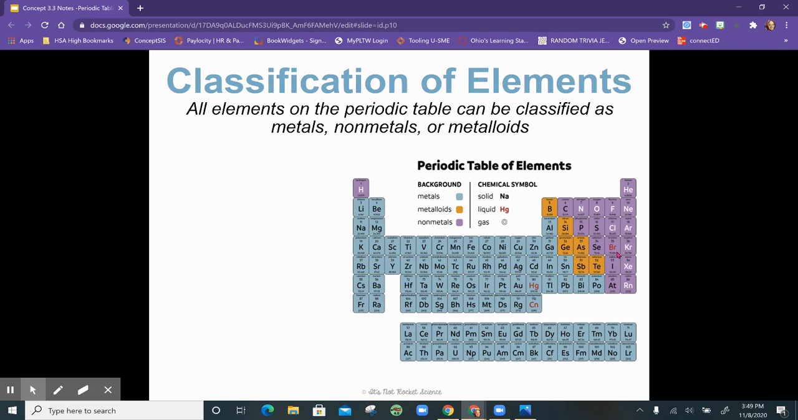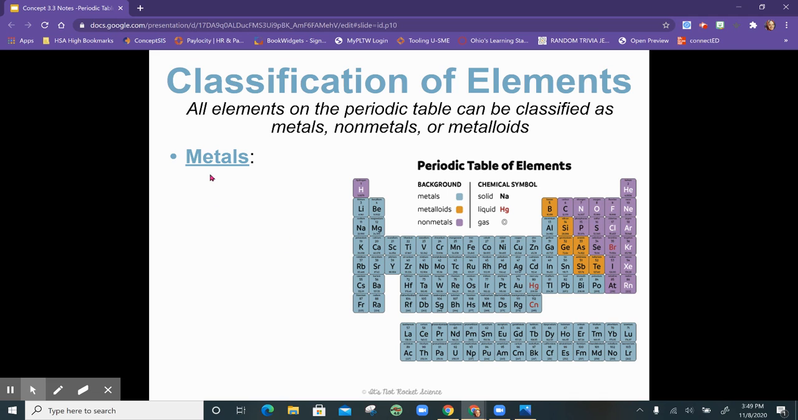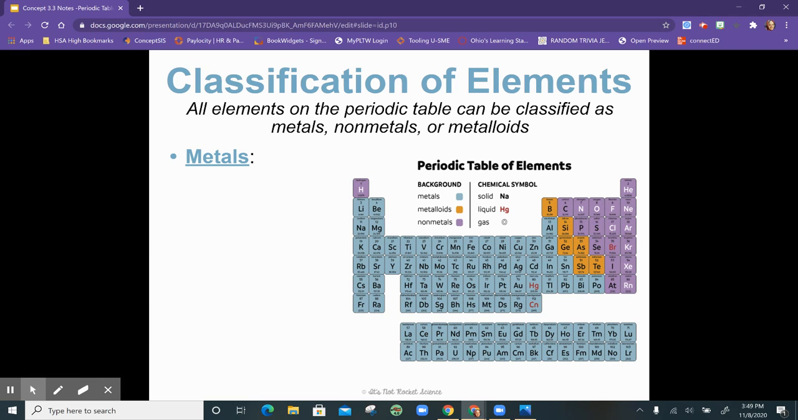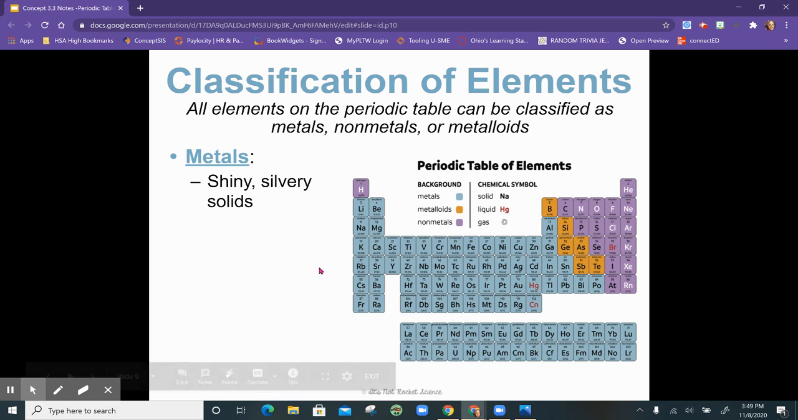Okay, so let's talk about how the periodic table is divided by the classification of elements. There are 3 types of elements: metals, nonmetals, and metalloids. That's why these colors are different, like blue, orange, and purple. The blue ones, or teal-colored ones, are metals. These are all metals. See how many? More than 3/4 of the periodic table is made out of metals, right? So what are the properties of metals?